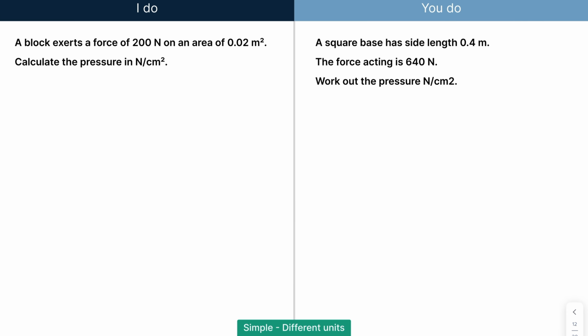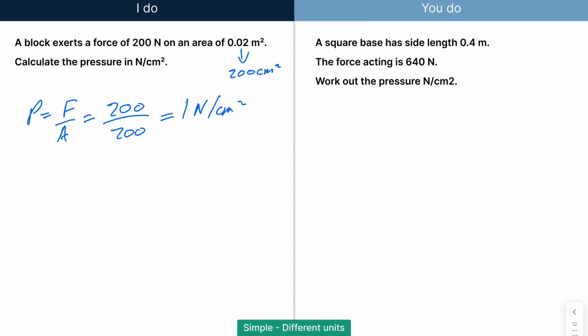So moving on here, we can see the units don't quite match up. So the pressure, they want in centimeter squared, but the area is given in meter squared. So if you want to convert something, it's probably easier if you just convert this. So how do you go from meter squared to centimeter squared? You just times it by 10,000. So if I times that by 10,000, that becomes that. So the pressure is force over area, which is 200 divided by 200 in this case, which becomes 1 newton per centimeter squared.